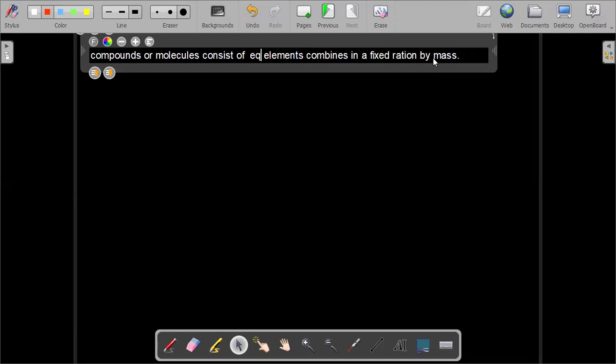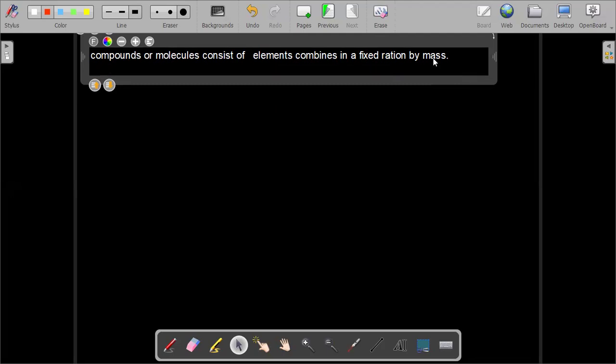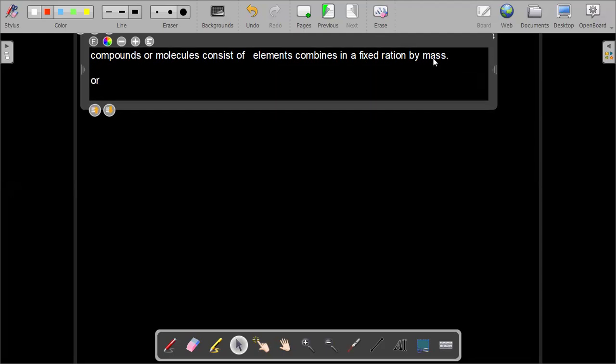So whenever elements combine to form molecules, they always do so in a fixed ratio by mass. So we can write the statement that compounds or molecules consist of elements which combine in a fixed ratio by mass, or we can say elements always combine in a fixed ratio by mass to form compounds.